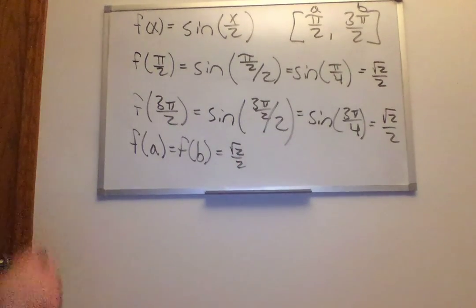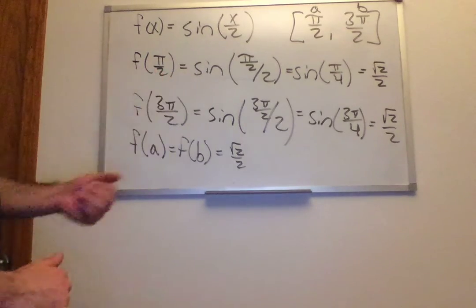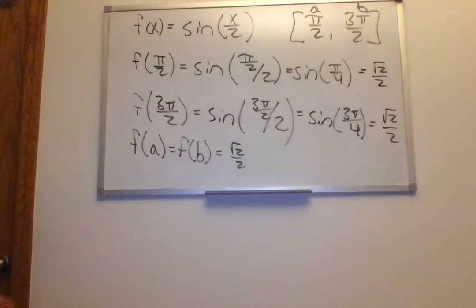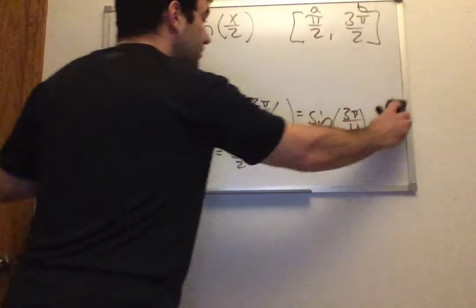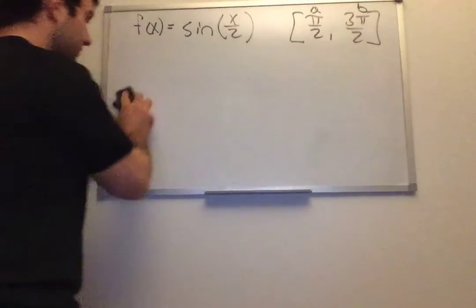So that's the third condition of Rolle's theorem, that f of A has to be equal to f of B. You could have done this on a calculator and easily got the result. Alright, so now let's talk about the other two conditions.